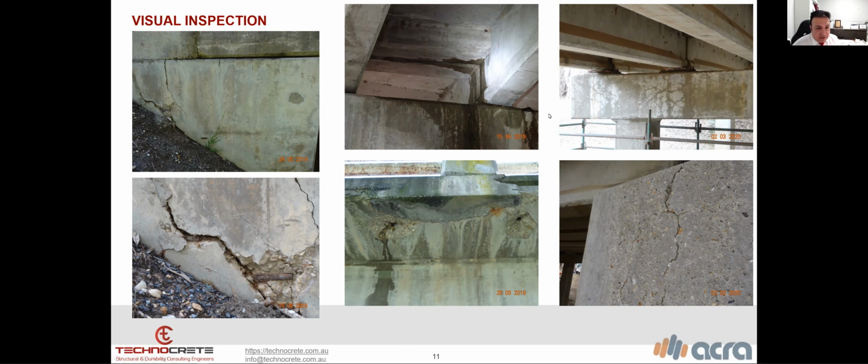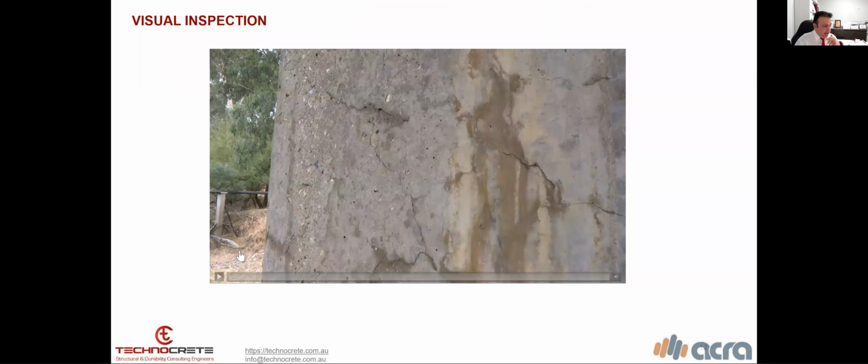On the right-hand side, the two photos show the progress of AAR, or ASR, on the concrete structures. Because ASR is a very interesting type of deterioration, and we talk about ASR a little bit less than the others, I have included a very short video.